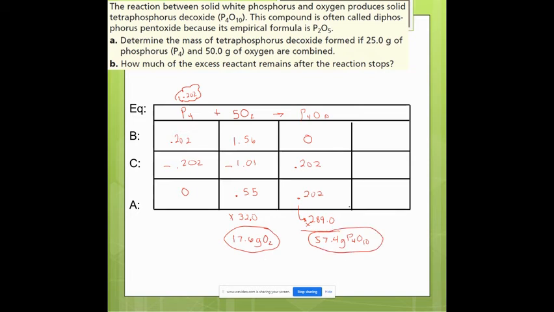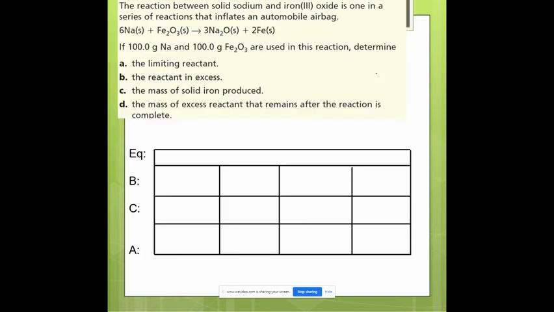Okay, let's move on to our next problem. Next problem deals with sodium. And we've got sodium and iron 3 oxide, and they're reacting. They want us to figure out our limiting reactant, our excess reactant, how much we've got left of that, the mass of the iron that's produced, and the mass of this excess that's produced. All right, so they've already given us the balanced equation. We just need to copy that down into our chart.